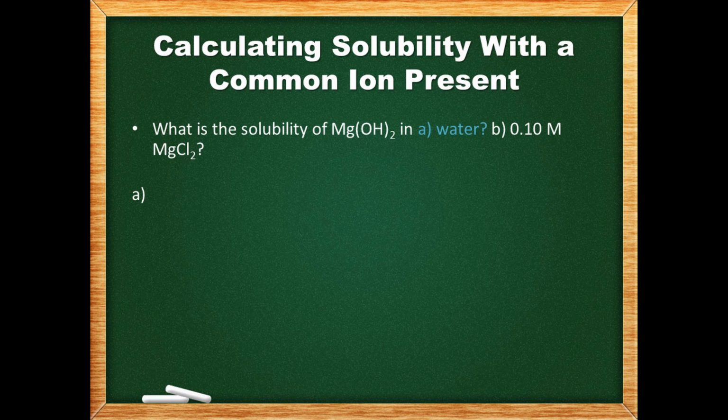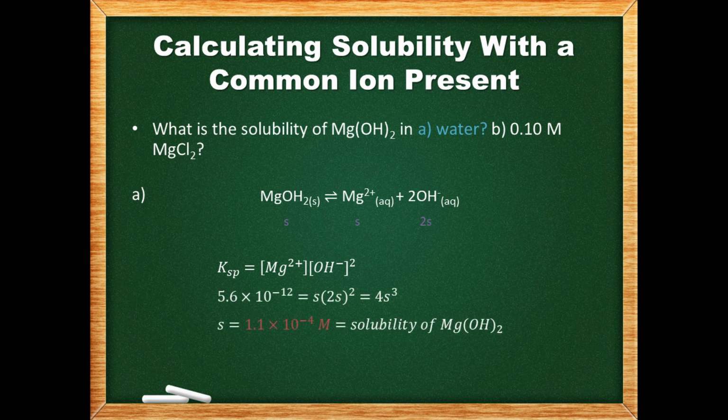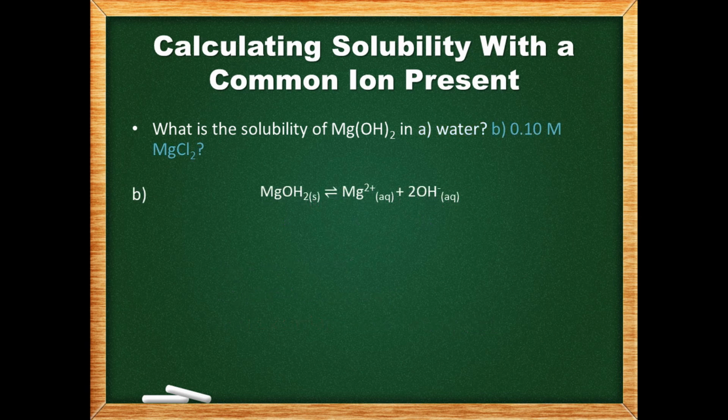To find the solubility in water, we write the equilibrium equation and the KSP expression. We solve for S, which is equal to the solubility of magnesium hydroxide in water. Next, to find the solubility in 0.10 molar magnesium chloride, we should recognize that this is an example of the common ion effect. The equilibrium for the saturated solution will be shifted by the addition of the common ion magnesium from the magnesium chloride. After writing the equilibrium equation, we create an icebox.